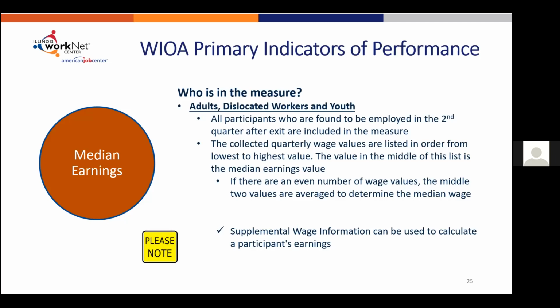As with the employment rate, second and fourth quarter after exit measures, supplemental wages are allowed to calculate a participant's earnings. So if they're employed in the second quarter after exit, and it's just supplemental data, say they're self-employed, and you have that outcome recorded so they're positive for the employment rate in the second quarter after exit, that person's wages will go into this list and count in the median earnings calculation. Next slide, please.